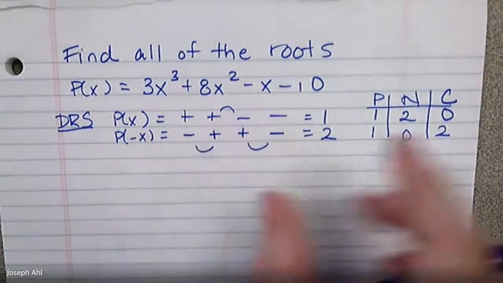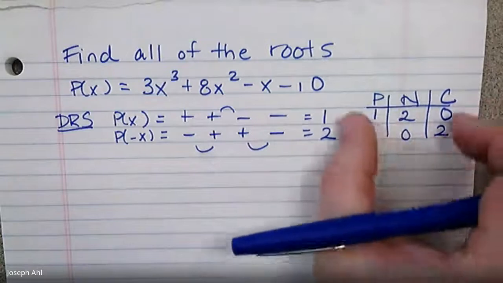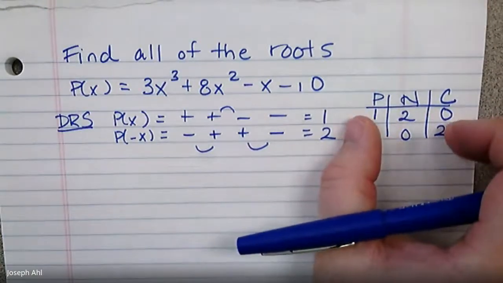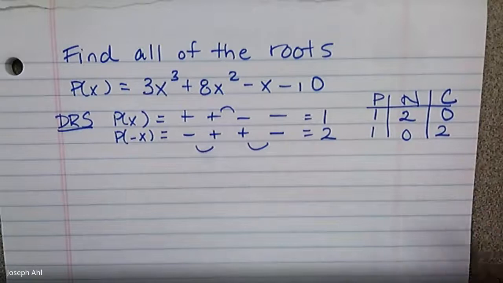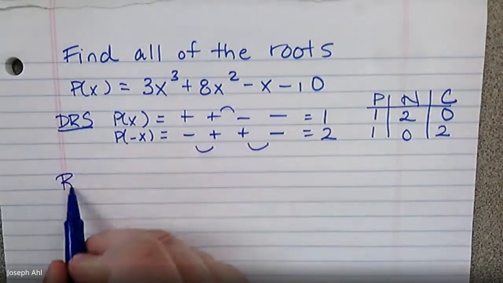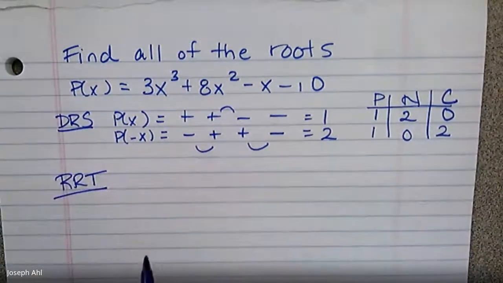And with a cubic, the nice thing is that there will only ever be 2 cases. So we can have 1, 2, 0 or 1, 0, 2. Those are the only possibilities we have. All right, moving on. Rational root theorem. Do you remember what that was from earlier?